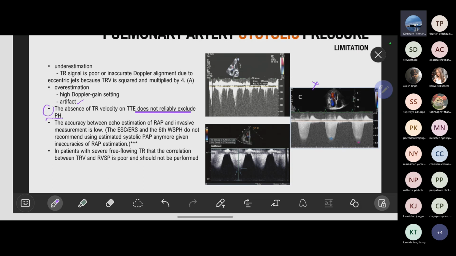And this is an example of overgain setting. This is TR signal, now, and this is overgain.